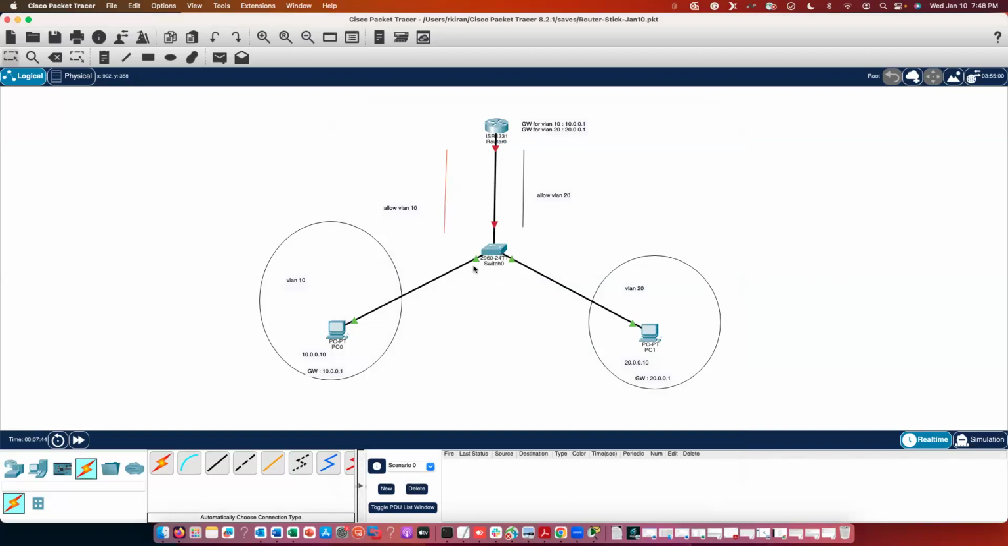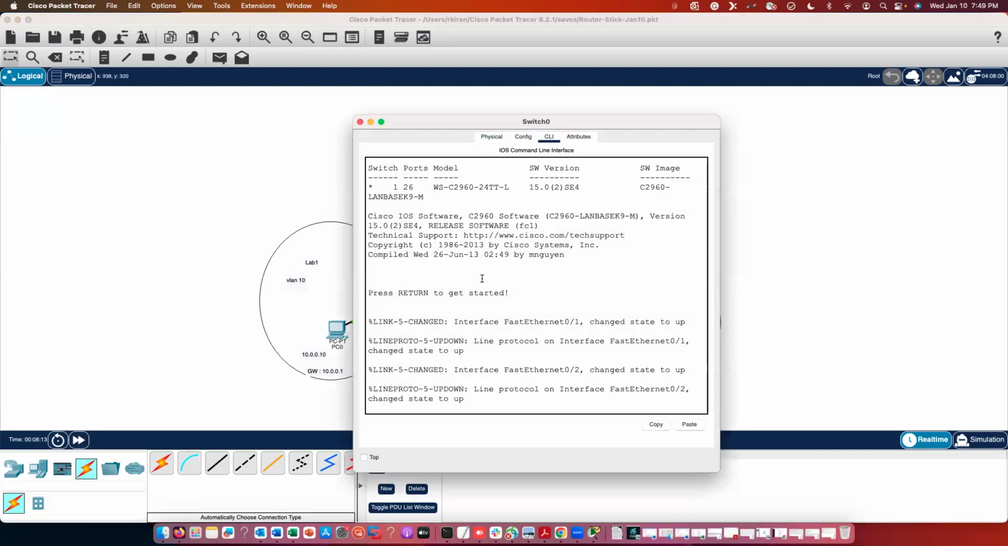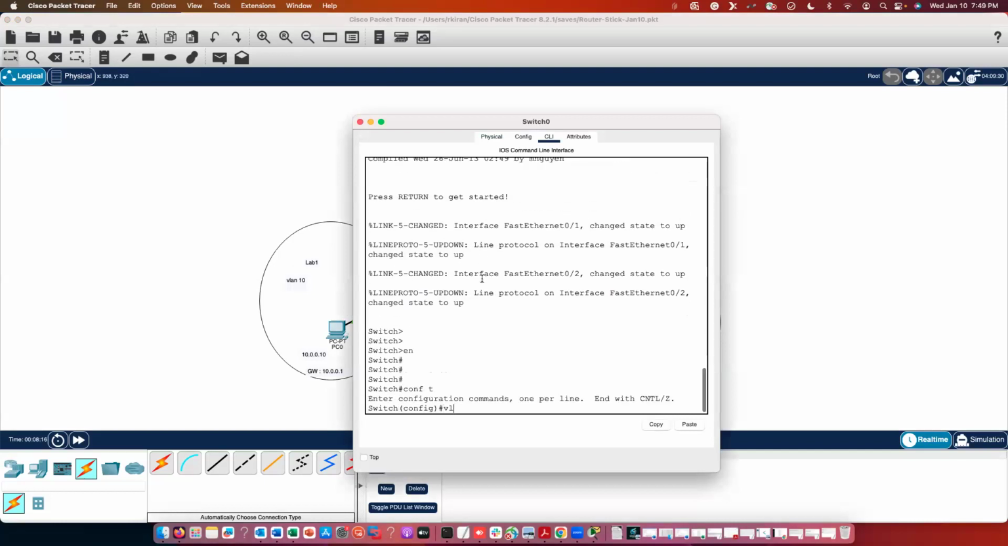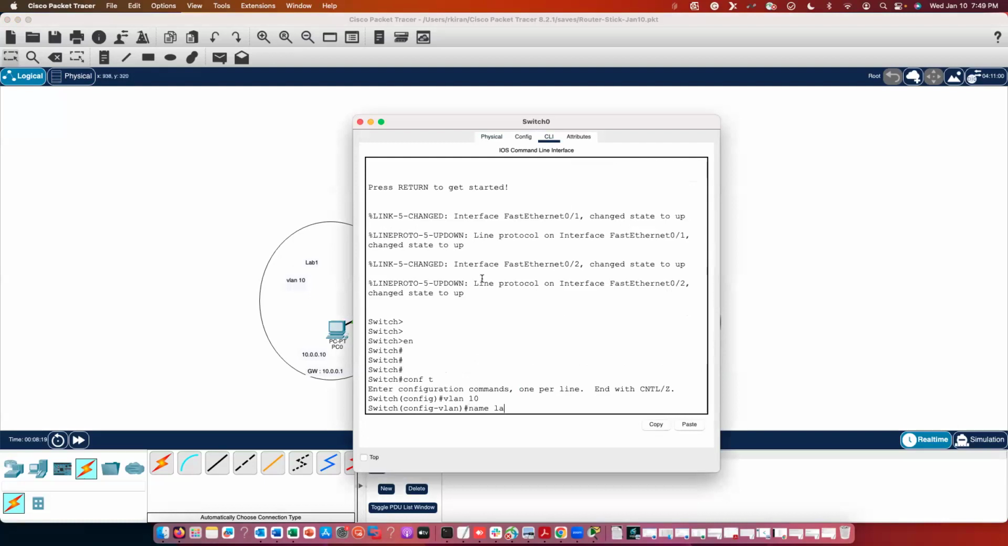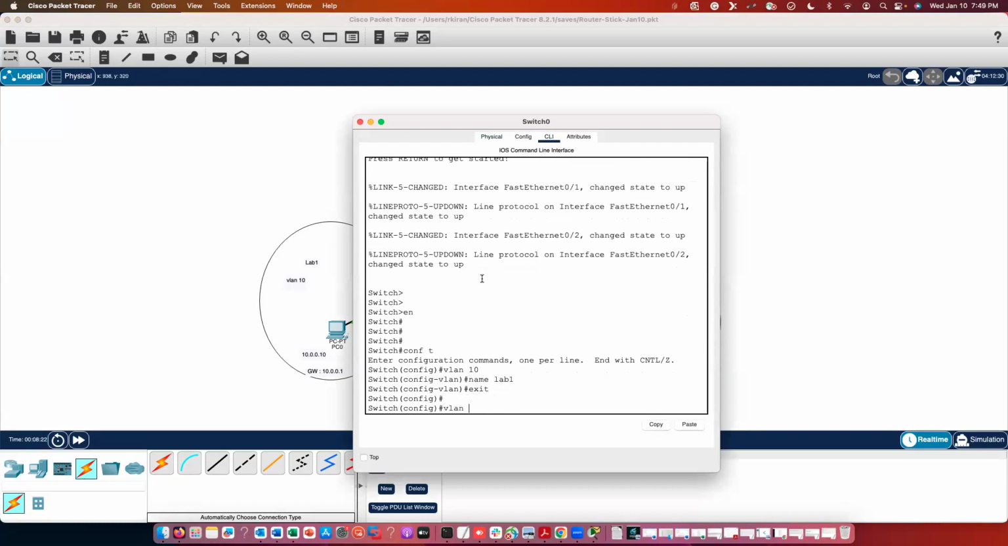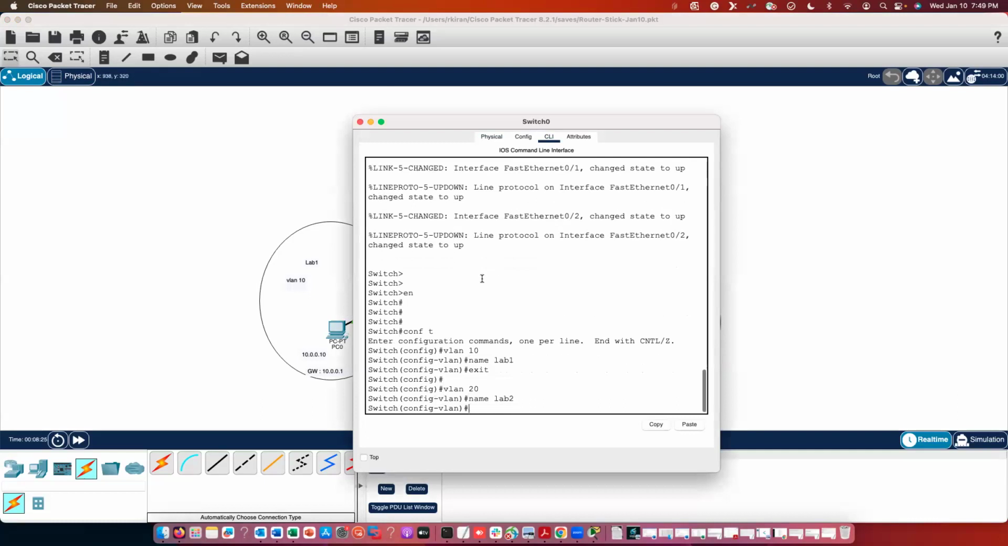So now let's go to switch 0. Assign this port in VLAN 10 and this port in VLAN 20. So Fa0/1 is in VLAN 10, Fa0/2 is in VLAN 20. Let's give these VLANs names. I'm going to give this VLAN the name lab1, and this one lab2. Okay. VLAN 10, name lab1. Exit. VLAN 20, name lab2.